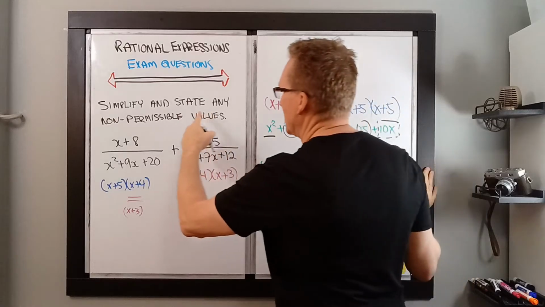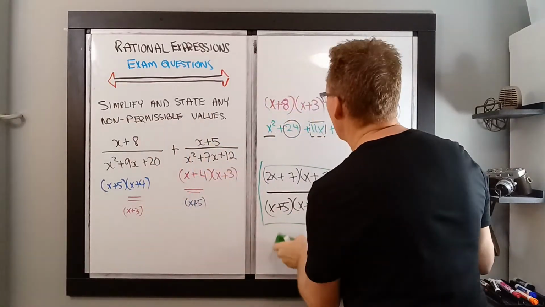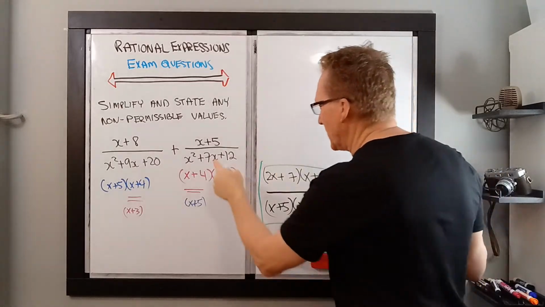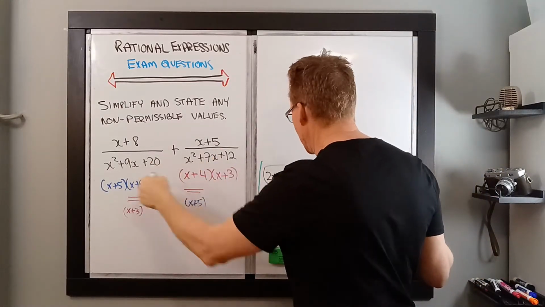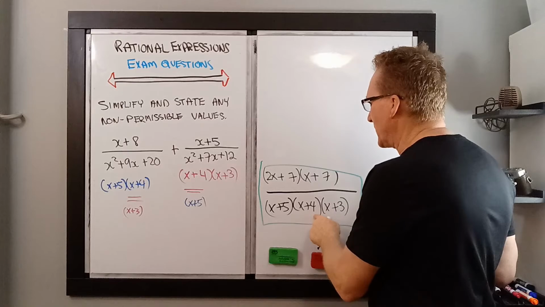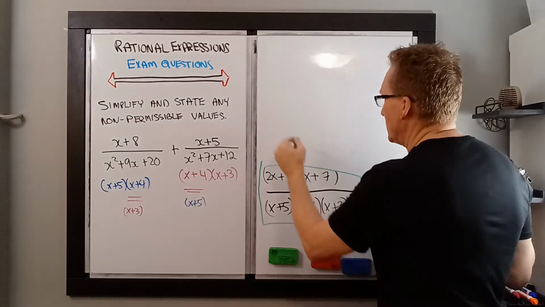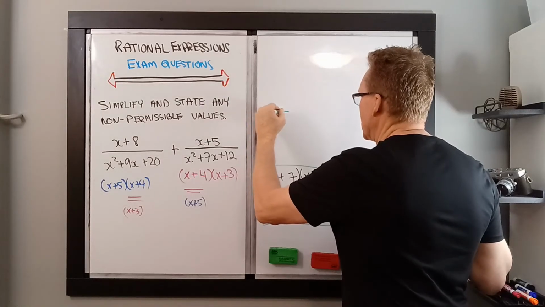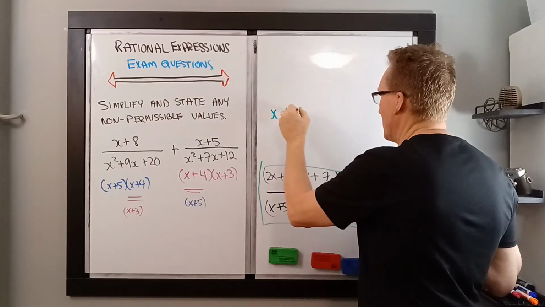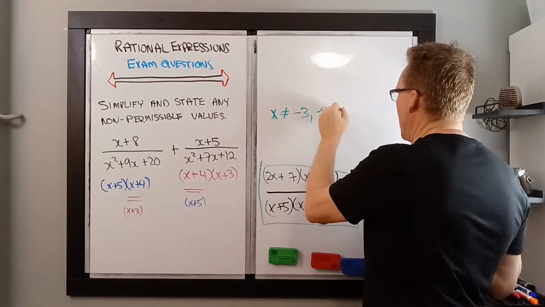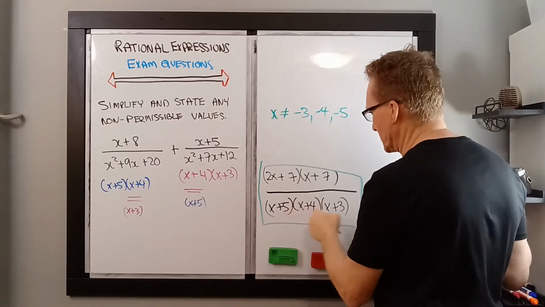Now we want to state any non-permissible values. Well, non-permissible values are a little tricky with a problem like this because what you've done is you've done some cancellation here. You can't use your final answer for non-permissible values, although you need to look at it. For sure, you can, right here, x does not equal -3, -4, and -5. That's in the final answer because those are in the denominator.